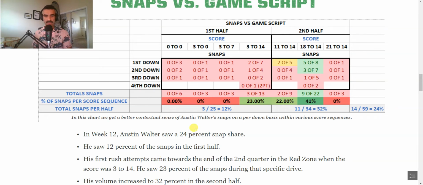His first rush attempts came towards the end of the second quarter, which you'll see right here in the 3-14 score sequence. In the red zone, when the score was just 3-14, he saw 23% of the snaps during that specific drive, right? So he saw 3 snaps in the 3-14 score sequence and saw 23% of the snaps. 3 of 13, 23%, right? So that's when his feet first hit the turf, right?